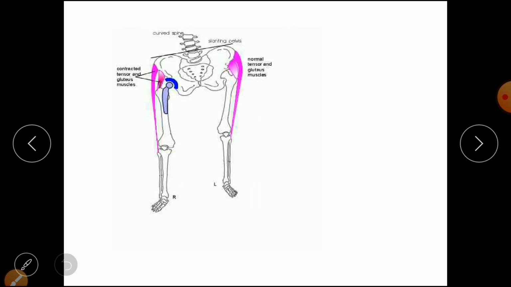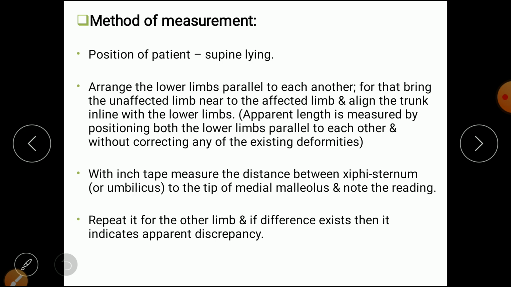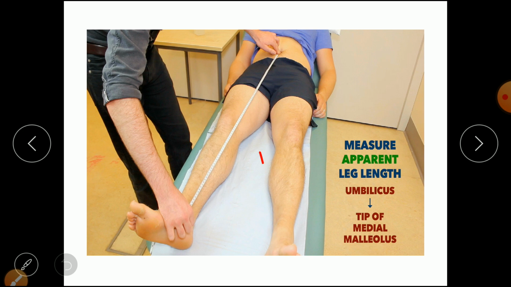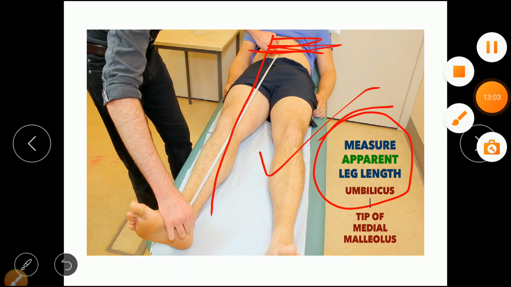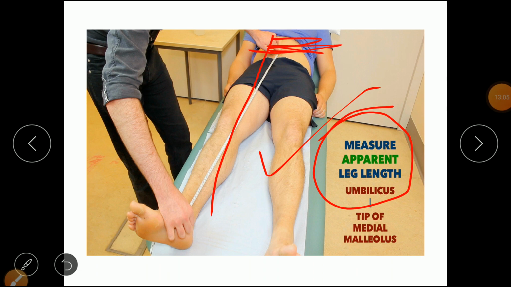So how to check? The method of measurement: position of the patient is supine. See here, the patient is supine. Measure the apparent length up to the umbilicus. So the first point of the tape is on the umbilicus, and then go to the medial malleolus tip and measure the length of both sides and compare it. So this is the method for the apparent limb length measurement.